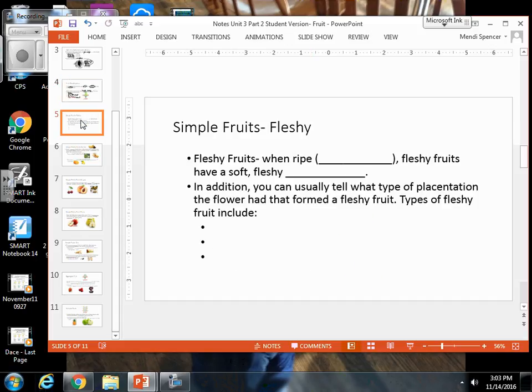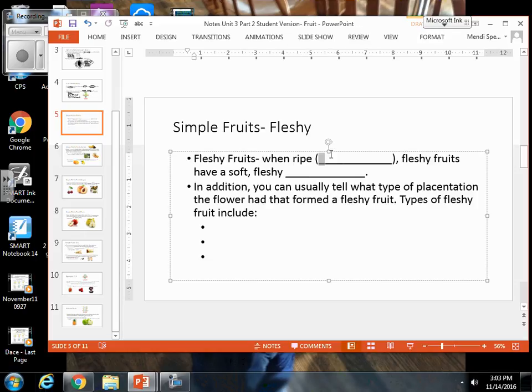So let's look first at our simple fleshy fruits. If we're looking at a simple fleshy fruit, it has, when it is ripe, and we've talked about before, if something is ripe, that means that it is mature.